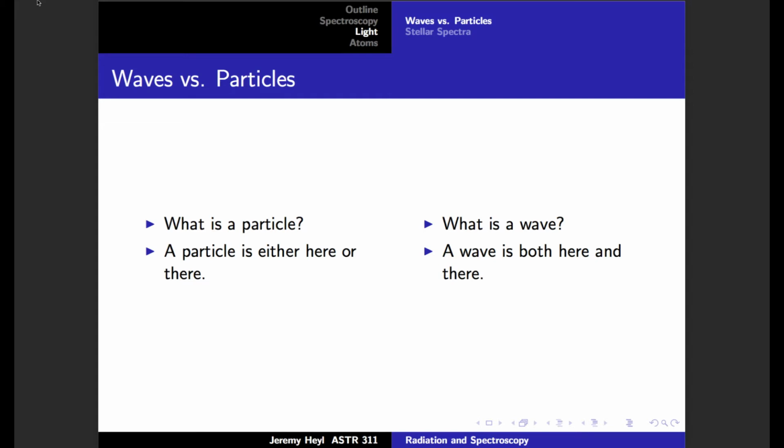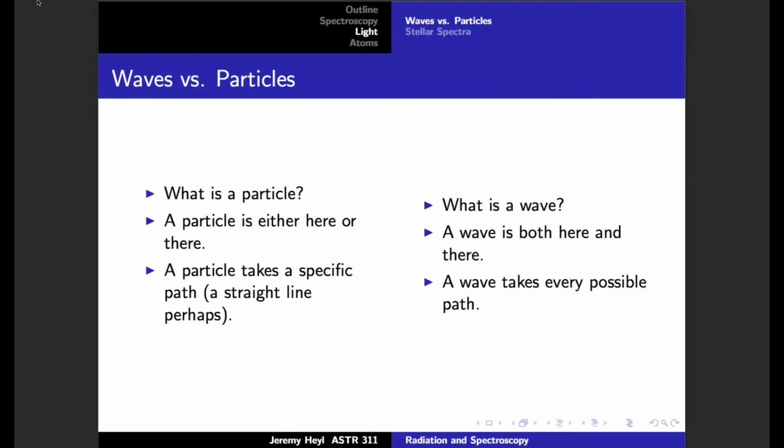So, for example, a particle is localized in space. It's either here or it's there, right? It's not in both places. Whereas a wave actually is in a lot of places all at once. If you're in one particular location at one particular moment in time, there's no way to perceive a wave. A wave is really the change in something over space and time. So a wave is both here and there. It's not localizable.